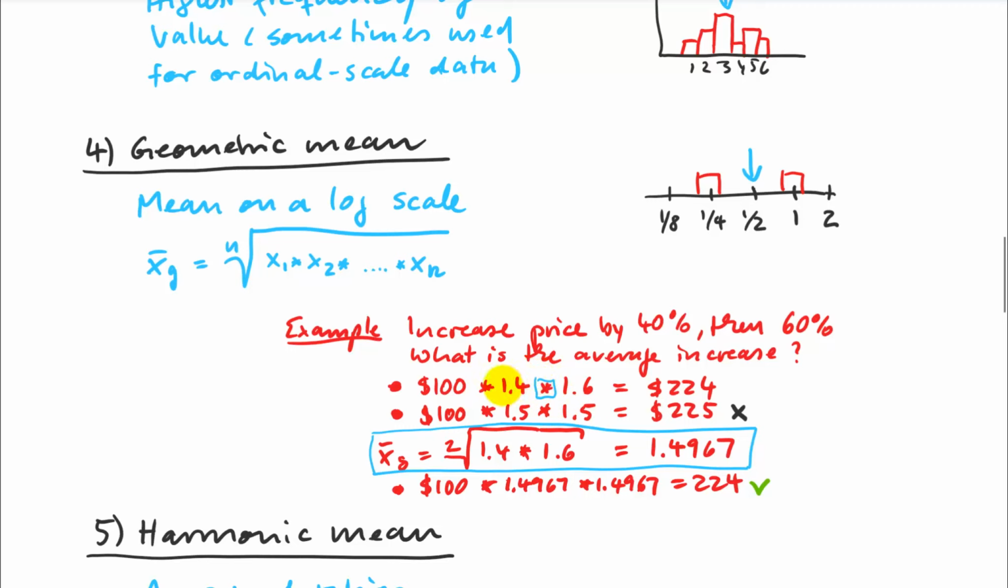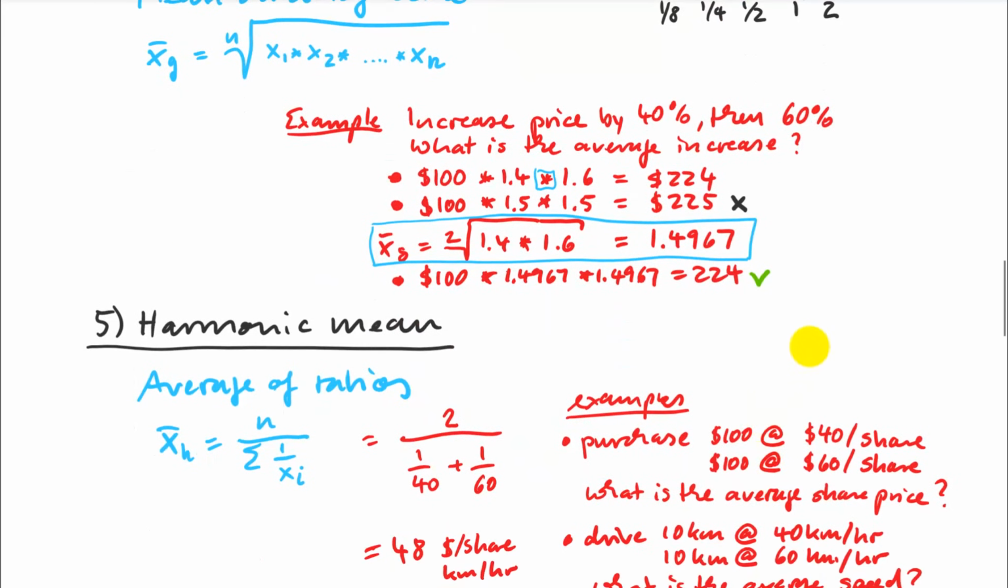As soon as you want an average of two numbers that are multiplied, then you need to use a geometric mean. So I can work this out with my formula here. I multiply all my price increases and then take the square root of the number of price increases, and that gives me 1.4967, so something close to 1.5, but not exactly 1.5. But this one, if I multiply the $100 twice, it would actually work out.